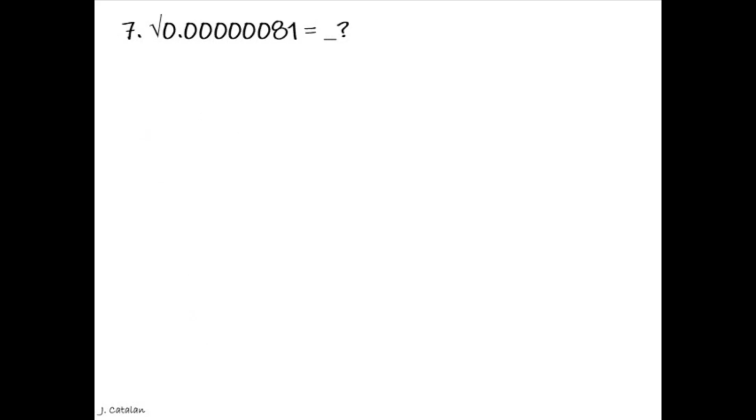Square root of 0.00000081 equals what? Solution. 0.00000081. To calculate square root manually, must group the number by pairs, from right to left.